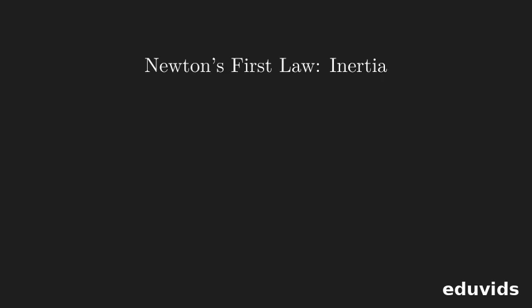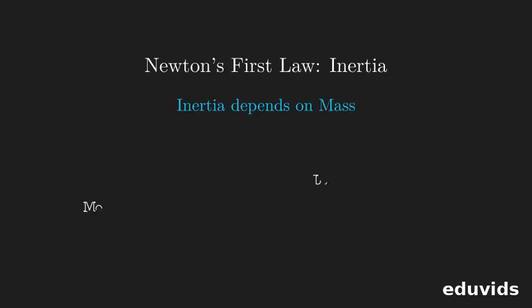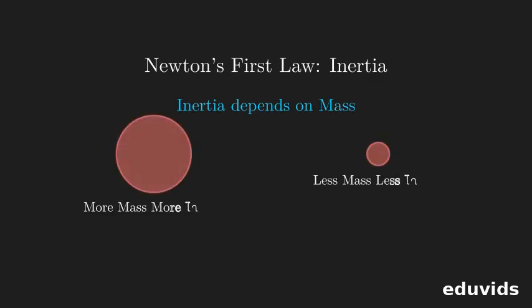Newton's first law describes inertia, the tendency of an object to resist changes in its state of motion. An object at rest stays at rest, and an object in motion stays in motion, unless acted upon by an external force. Inertia depends directly on the mass of the object. More mass means more inertia.